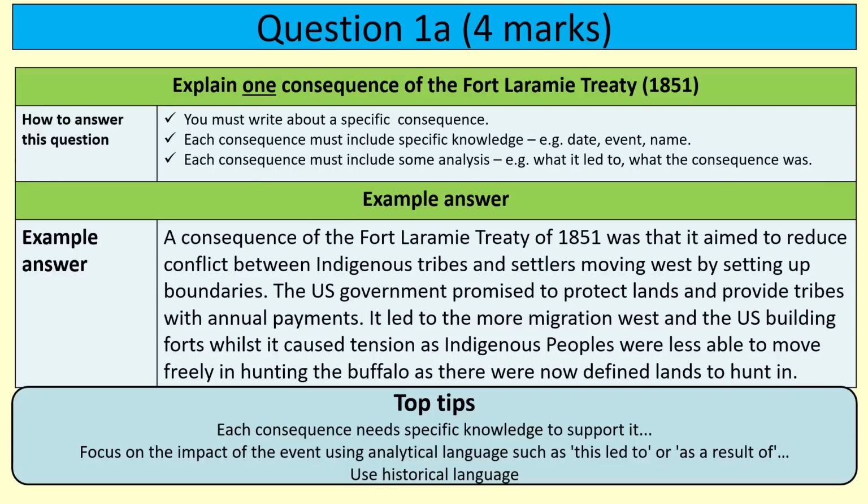So an example answer for this would be, a consequence of the Fort Laramie Treaty of 1851 was that it aimed to reduce conflict between indigenous tribes and settlers moving west by setting up boundaries. The US government promised to protect lands and provide tribes with annual payments. It led to more migration west and the US building forts, whilst it caused tension as indigenous peoples were less able to move freely in hunting the buffalo, as there were now defined lands to hunt in.